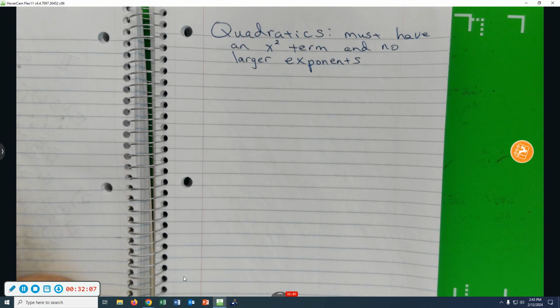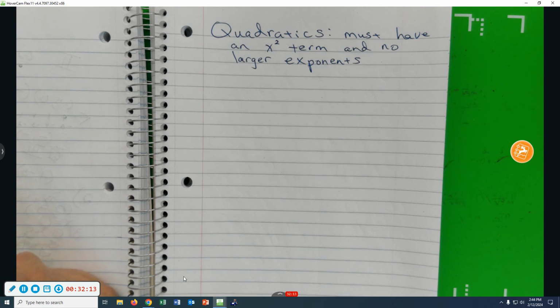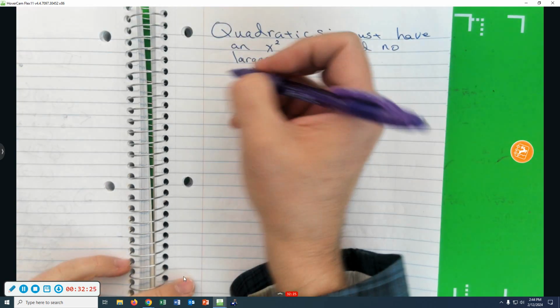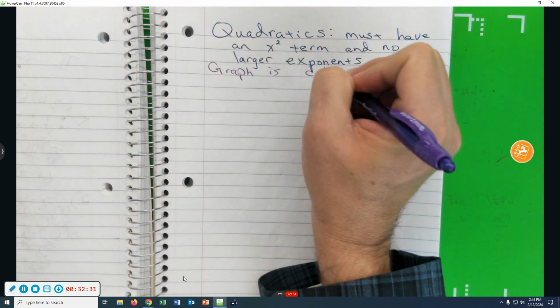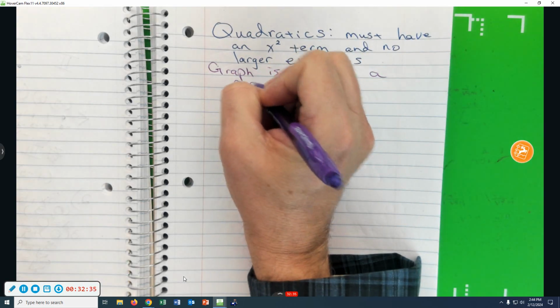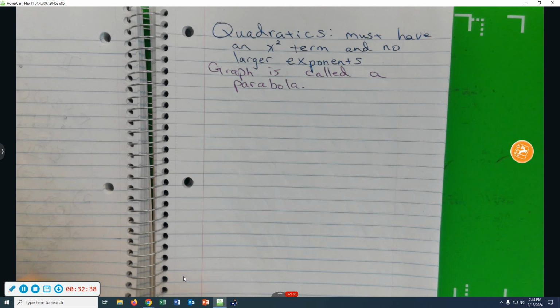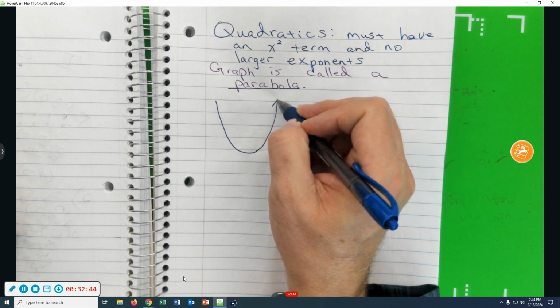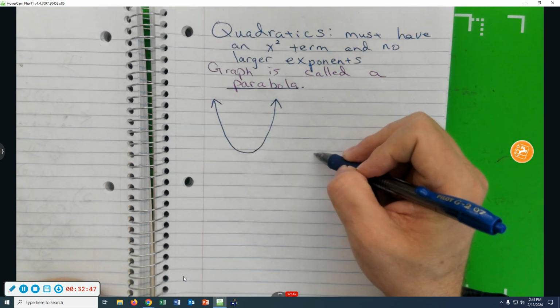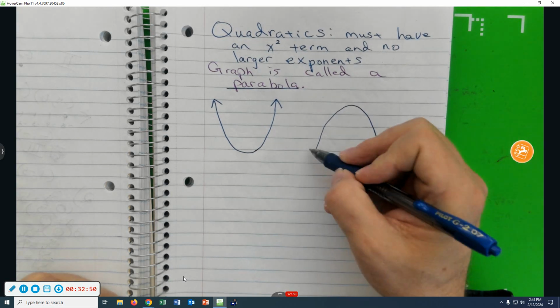We're going to have a whole assignment devoted to quadratics in the near future, but for now we have a three-point graphing tool. The graph of a quadratic is a smooth U-shaped figure called a parabola, P-A-R-A-B-O-L-A. You expect the graph to either open upward or downward.